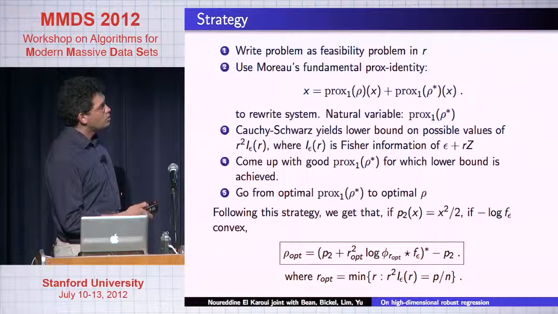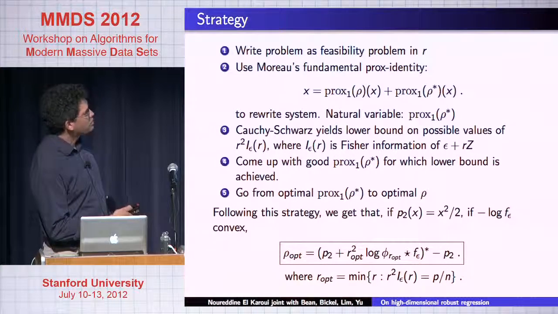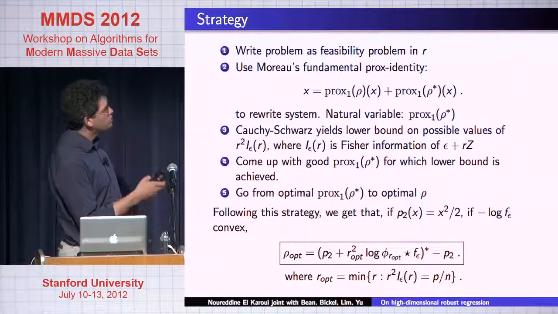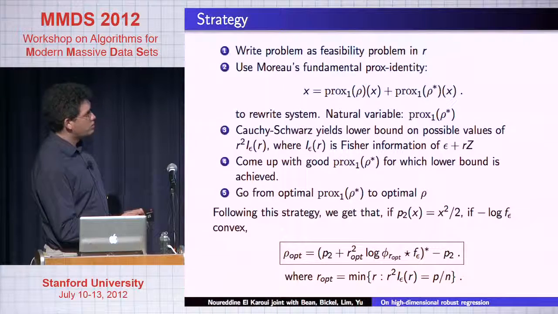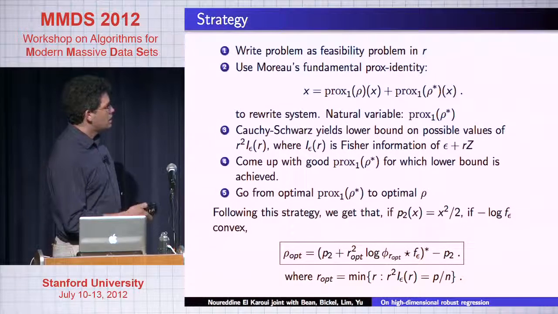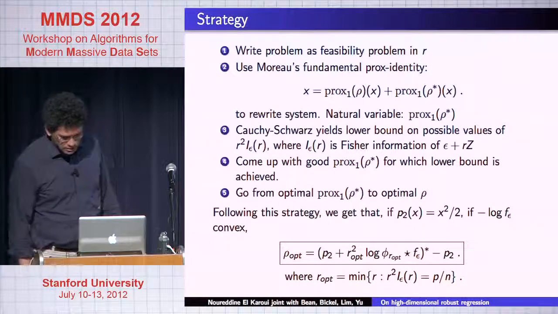And so that's how, following this strategy, it's important that minus log f epsilon be convex. Otherwise, the guess we had wasn't a prox. But basically, that's how we come up with this guess. Okay? And r opt is the minimum of that. So that's how we came up with this loss function.